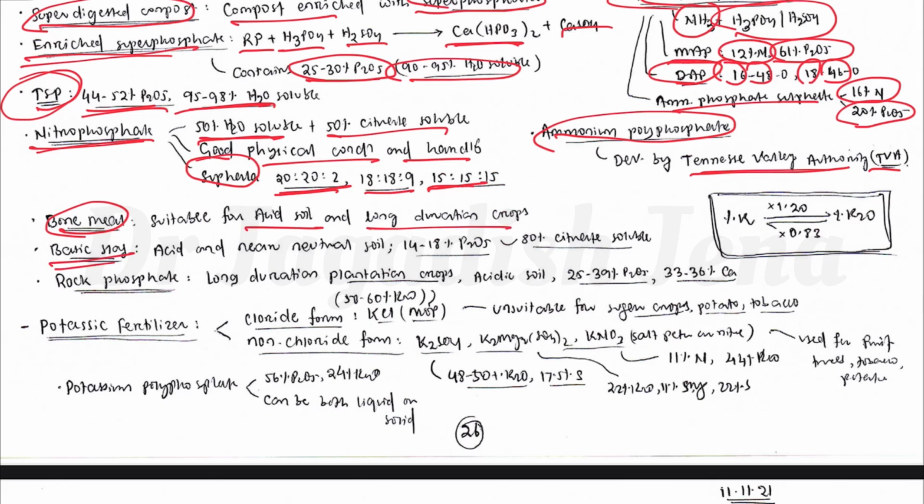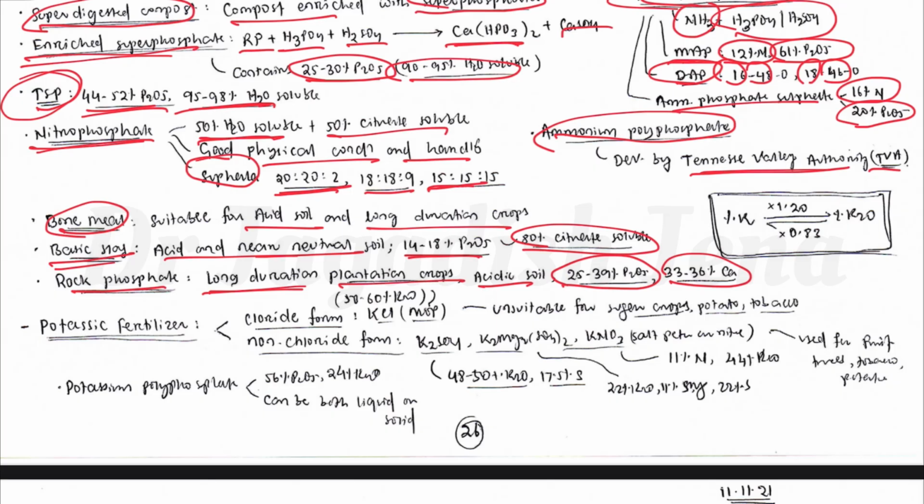Basic slag is suitable for acid and near neutral soil. It contains 14 to 18% P2O5, and 80% is citric acid soluble. Rock phosphate is used for highly acidic soil and long duration crop, basically plantation crop and acidic soil. It contains 25 to 39% P2O5 and 33 to 36% calcium. So this was about phosphatic fertilizer.